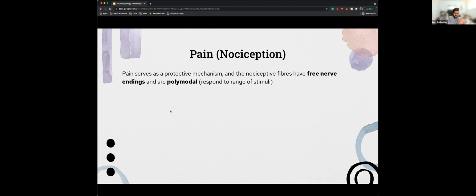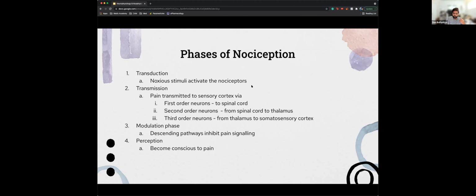But like I said earlier, pain is a protective mechanism. And the receptors that we have, or the fibers, are free nerve endings. And they're polymodal, as it says here, because they respond to a large range of stimuli. And you can imagine, there's a lot of things that can hurt us, like blunt objects hitting us, a knife, for example, or the heat, the cold, a lot of things, right? So it's our body's way of telling us to get the hell out of that situation or do something to change it. Now, there are 4 phases.